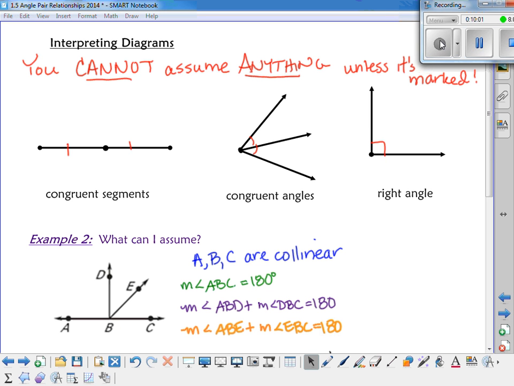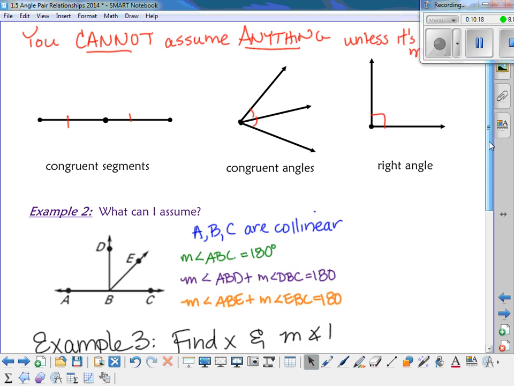And you can't assume anything is congruent, even though it looks like AB is congruent to BC, or it looks like DBE is congruent to EBC. It's not marked, so we can't assume that they are congruent. There's probably some other things you could have come up with, but that's just a few of the things that you can assume from the figure.